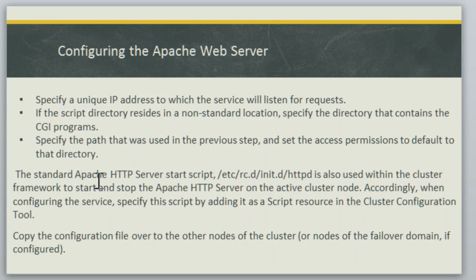The standard Apache HTTP server start script, which is /etc/rc.d/init.d/httpd, is also used within the cluster framework to start and stop the Apache HTTP server on the active cluster node. Accordingly, when configuring the service, specify the script by adding it as a script resource in the cluster configuration tool. So we can copy the configuration file over to other nodes of the cluster or nodes of the failover domain if configured.